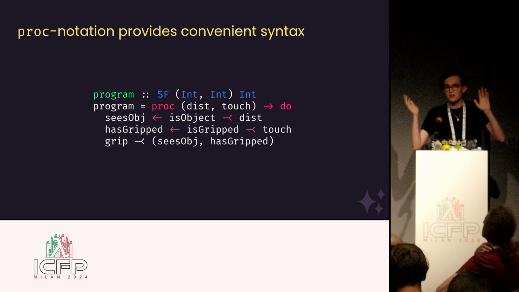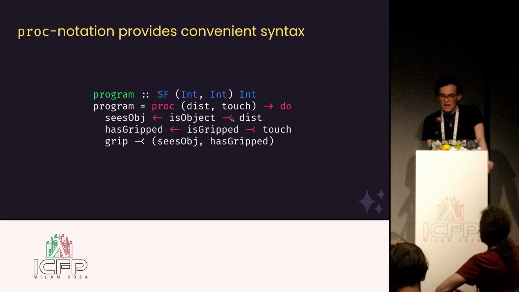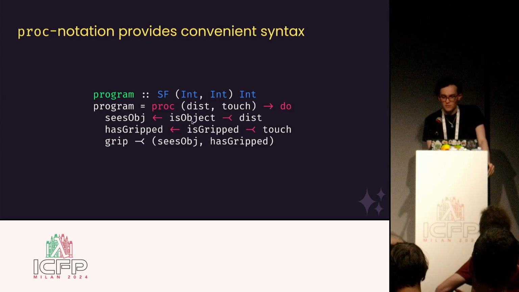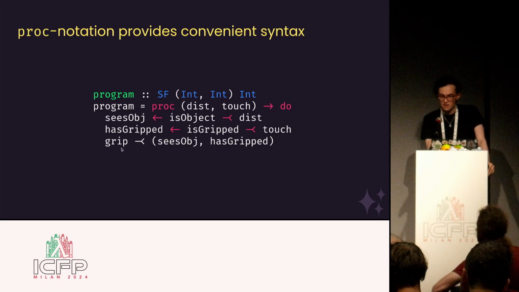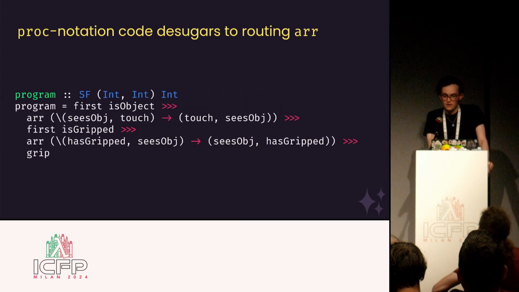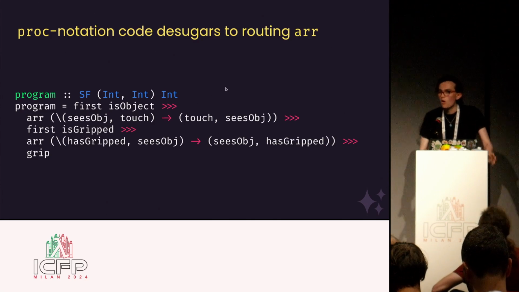We just say what we are going to be applying our signal functions to. So in this example, we've got dist and touch as named signals, as our named inputs. And then we have this little weird, I don't know how to pronounce this arrow, which runs a signal function with the input signal. So we can see this is much clearer. It's obvious that we have this seesObject that we're passing to grip and this hasGrip that we're passing also to grip. Great. The issue lies in how this is desugared and what the code that we end up with looks like. Here is a surprisingly simplified version of what this code desugars to.